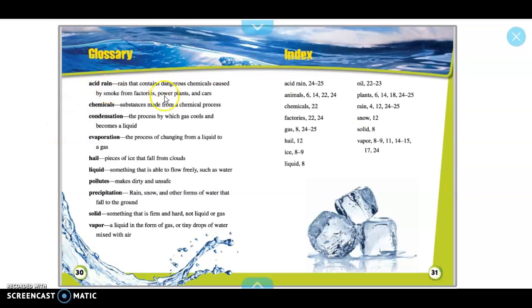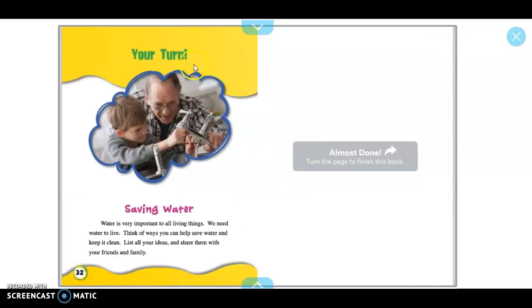All right, so here are our words to know. We have acid rain, chemicals, condensation, evaporation, hail, liquid, pollutes, precipitation, solid, vapor. And then we have our index. And we are done with the book.